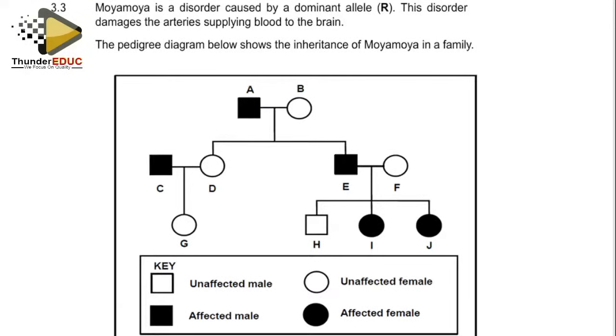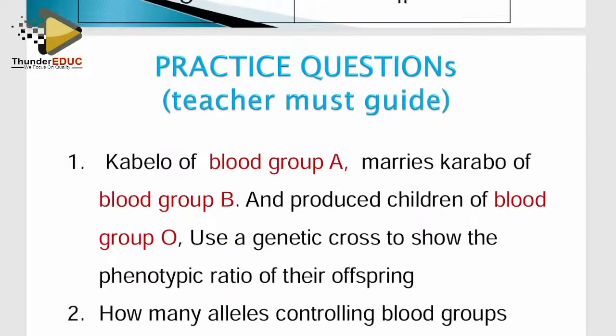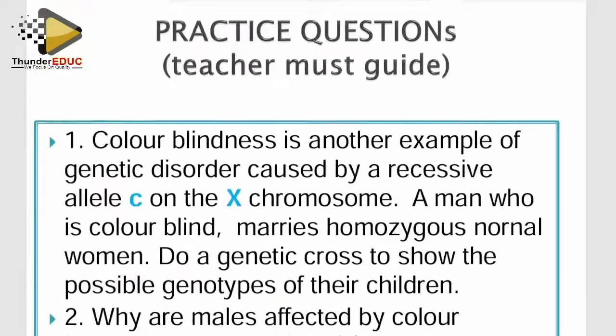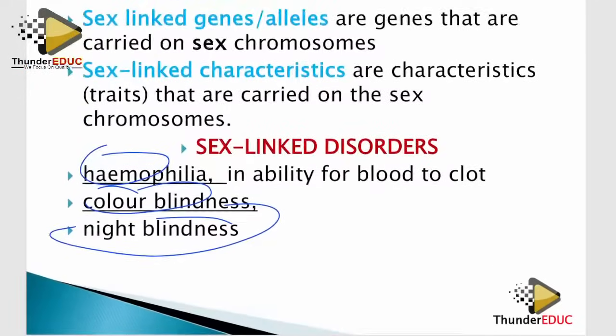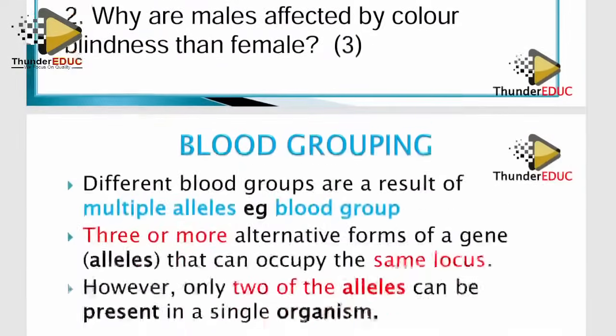How many genes control blood group? Why are you writing? Guys, it is one gene. One gene controls blood group. Thank you so much, guys. Which gene is that? The gene for blood group. Do you have any other gene? It's the gene for blood group.